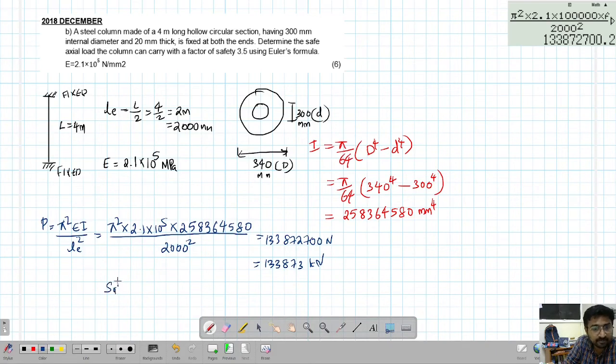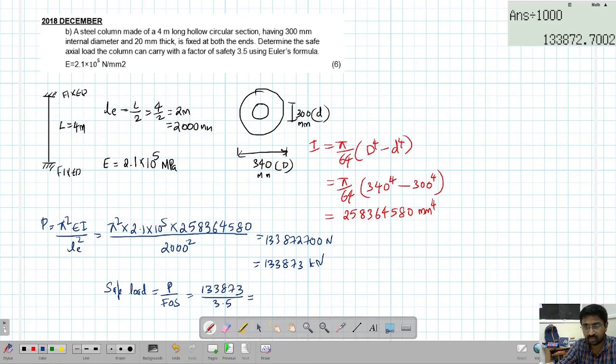Now safe load is Euler's load divided by factor of safety. So this is nothing but 133,873 divided by factor of safety 3.5. So first I will divide by 1000, so that I will get the kilonewton. Then I will divide by 3.5. So this is 38249 kilonewton. It's a huge value. If you want to imagine this value, it is 3824 tons of load.